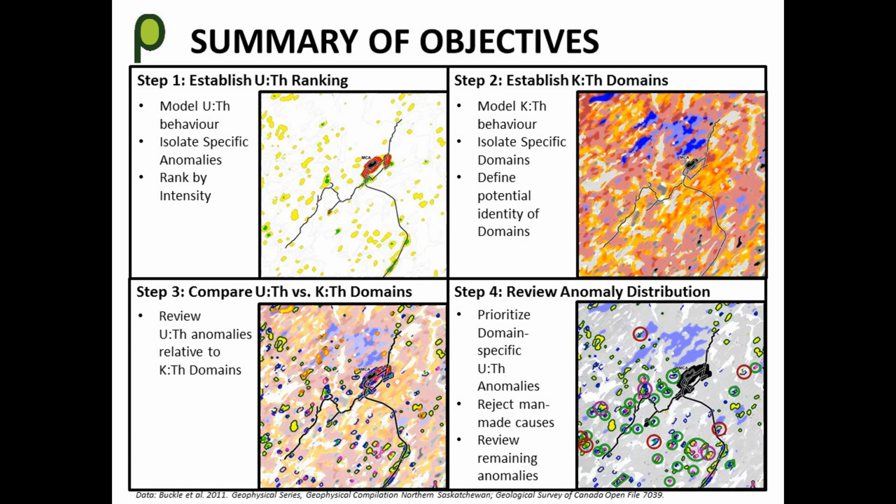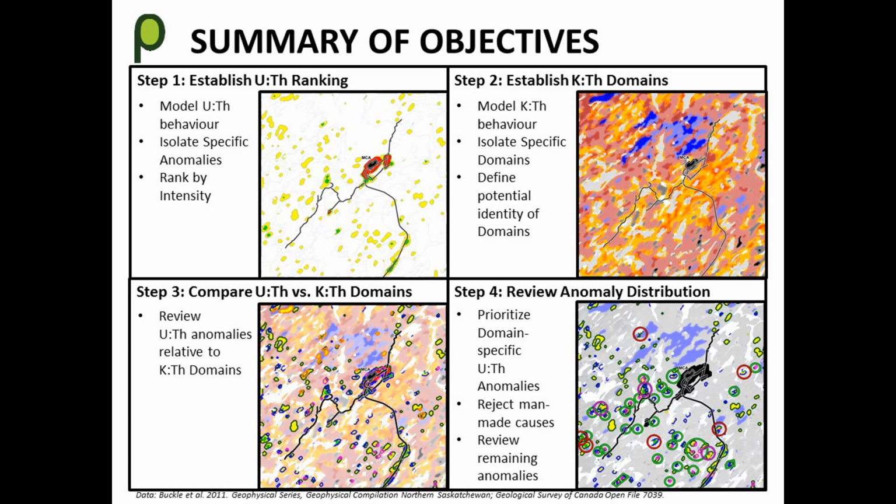Summary of my objectives. First, I'm going to talk about how I am establishing some uranium-thorium ranking to try and understand what uranium anomalies might be worth looking at. Next, I'm looking at potassium to thorium and trying to create domains, like I showed in the GSC example, trying to model that behavior to isolate specific places and put my uranium-thorium anomalies in context. Then compare those uranium anomalies within those contexts.